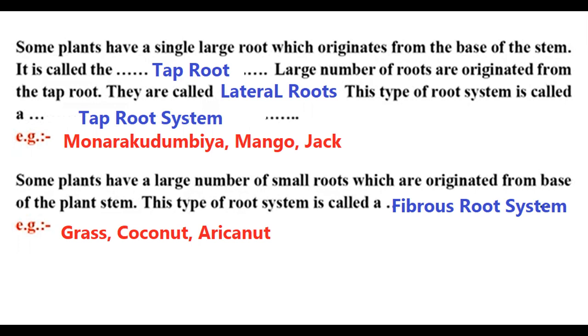And some plants have a large number of small roots which originate from the base of the plant stem. They look alike. This type of root system is called, now what is the name? Yes, fibrous root system. Fibrous root system. Understand? So what are the examples? Now we already know that grass is one example. What else? Coconut, arecanut, they are also coming under fibrous roots.